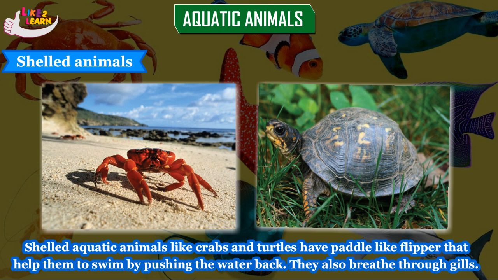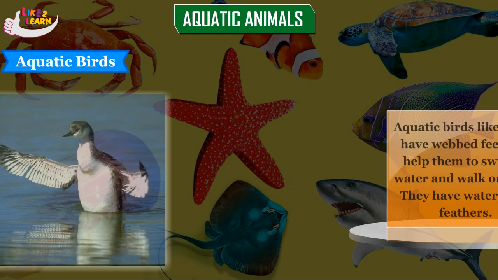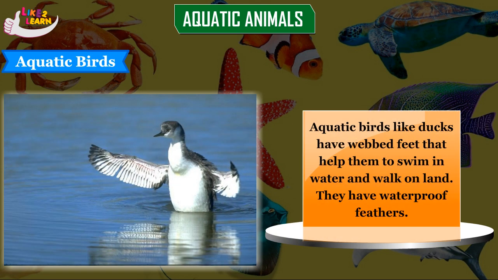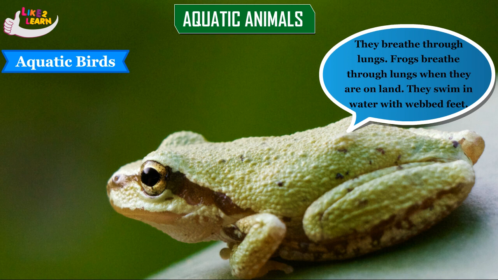Aquatic birds. Aquatic birds like ducks have webbed feet that help them to swim in water and walk on land. They have waterproof feathers. They breathe through lungs. Frogs breathe through lungs when they are on land. They swim in water with webbed feet.